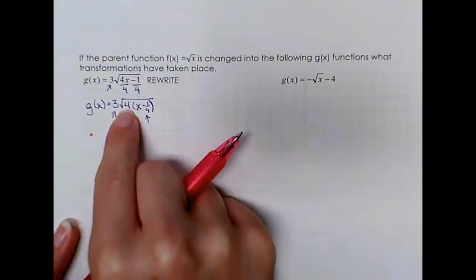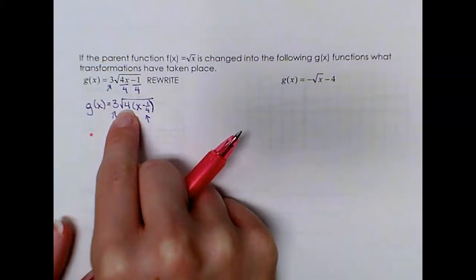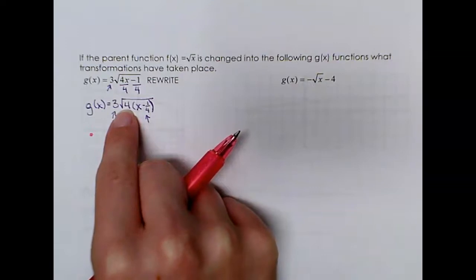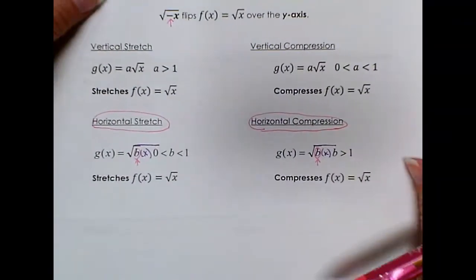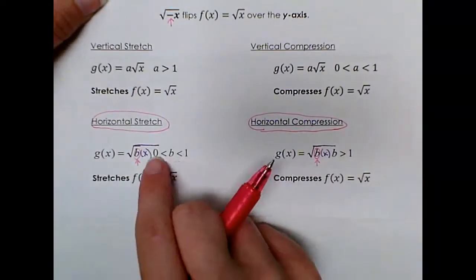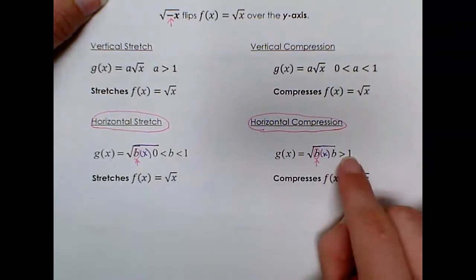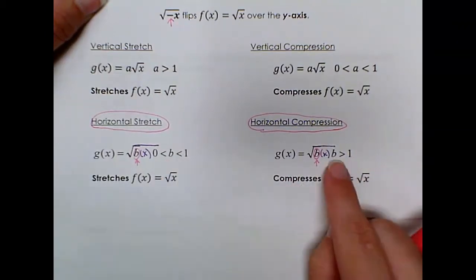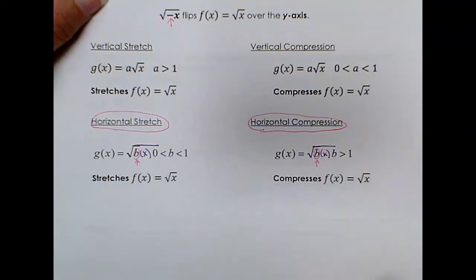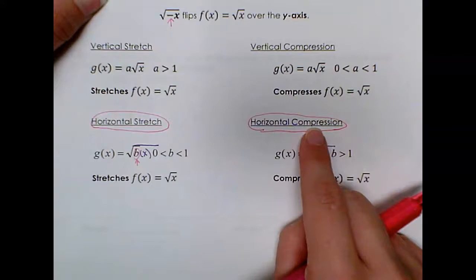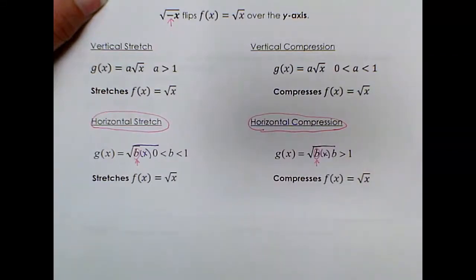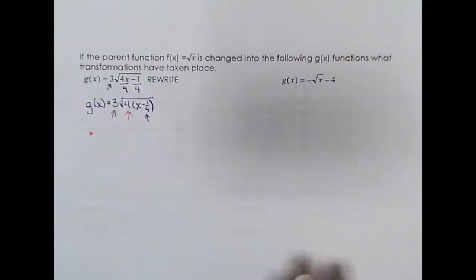This 4 is not negative, so it's not a reflection, but it is either going to be a horizontal stretch or compression. So I need to know that it's 4. Is 4 between 0 and 1, or is it bigger than 1? It's bigger than 1, and big numbers, when they're in there with x, that's a lie. That means they're going to make the graph smaller, so it's a horizontal compression.